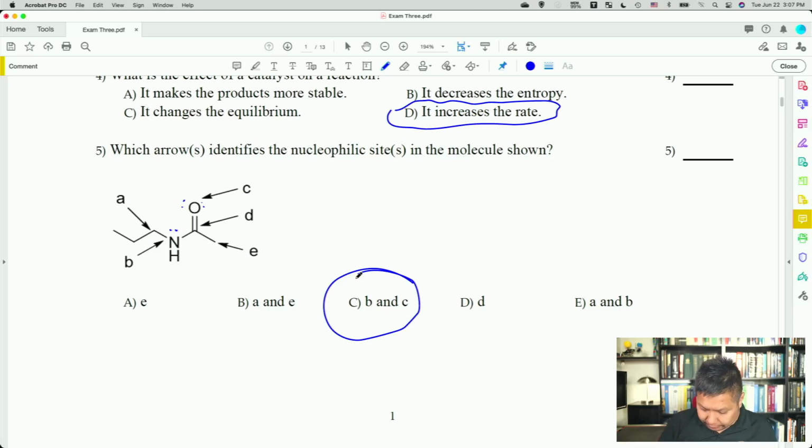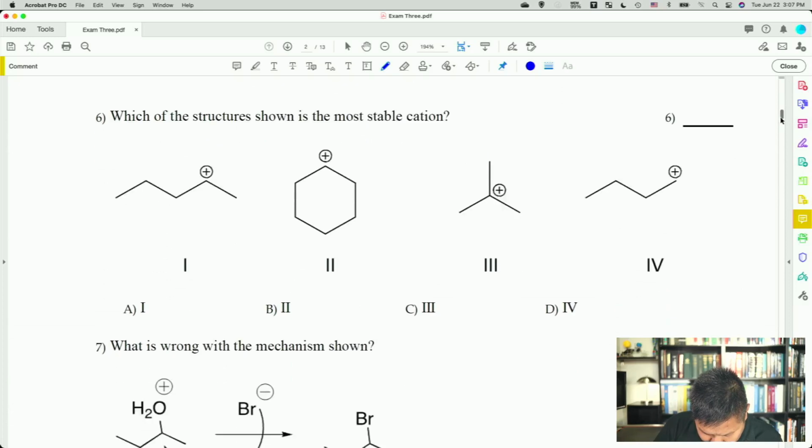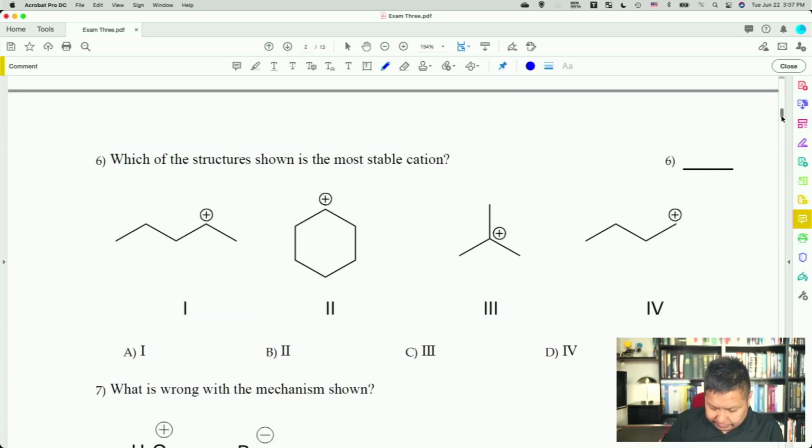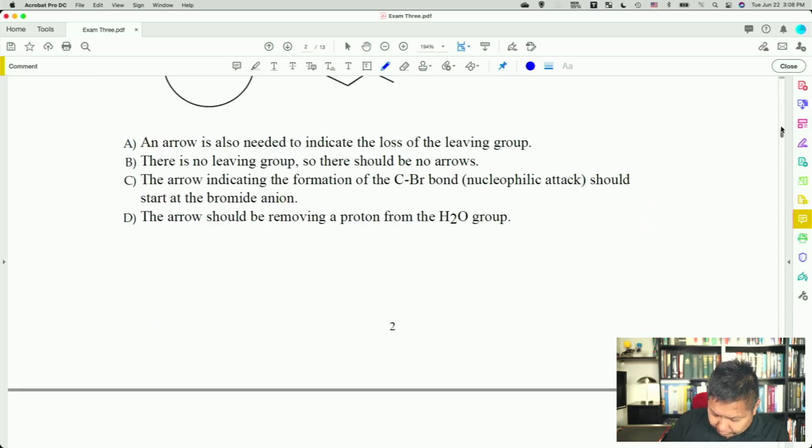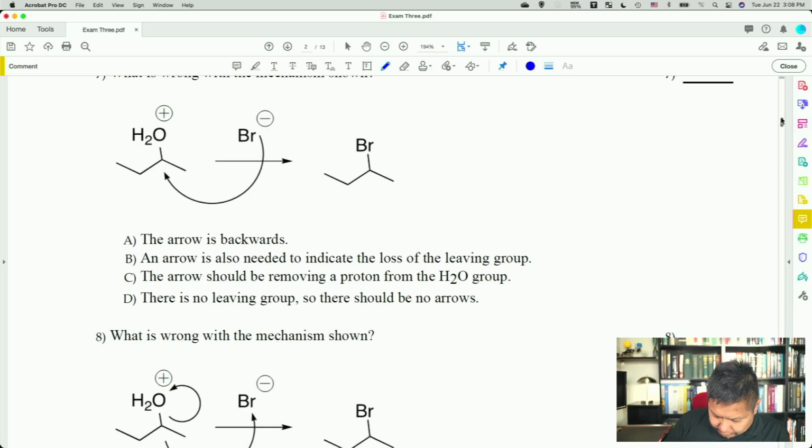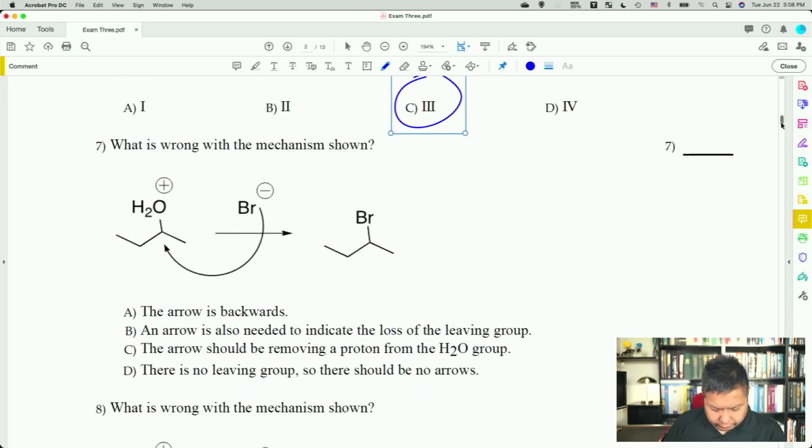All right, let's keep going here. Which of the following is the most stable carbocation, right? We already know that the tertiary carbocation is the most stable, so that's structure 3. Let's see here. What is wrong with the mechanism shown? The only thing wrong with the mechanism shown here is that we don't have an arrow to kick off that leaving group right there. So that would be C.